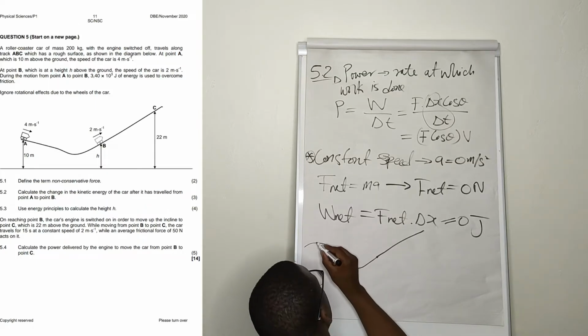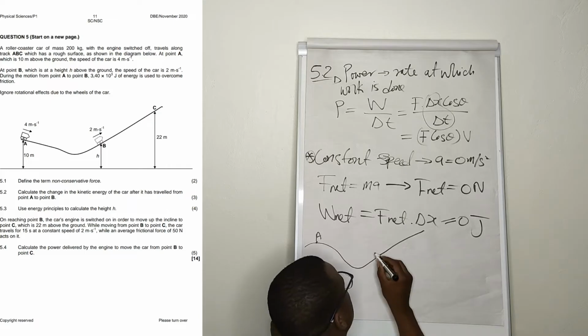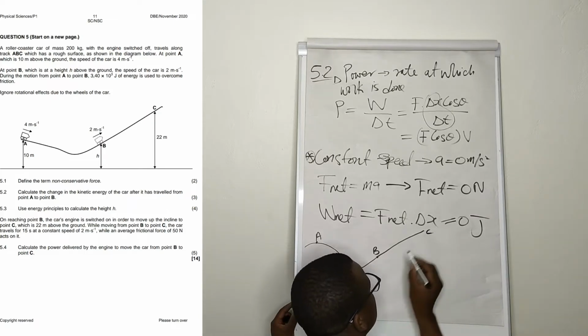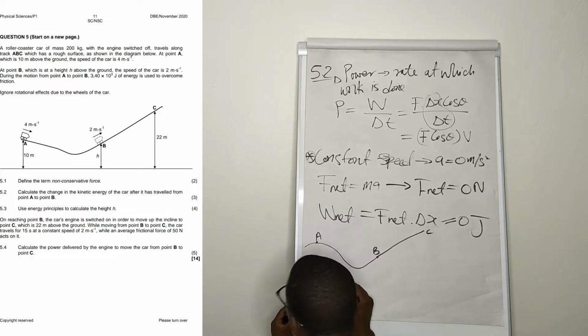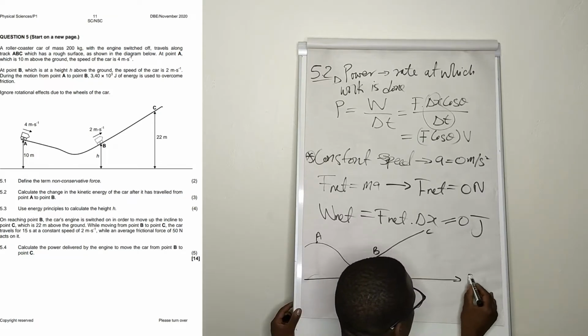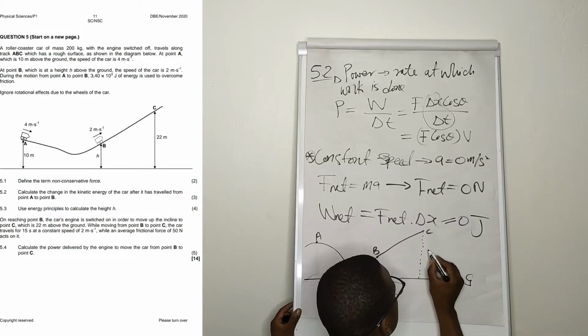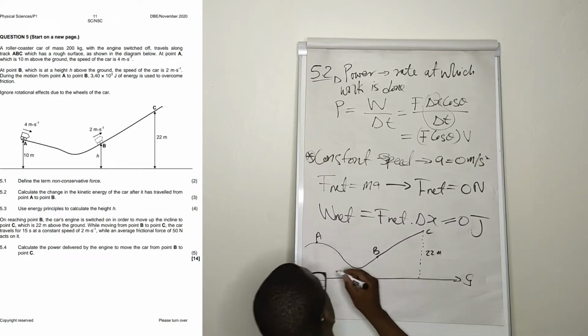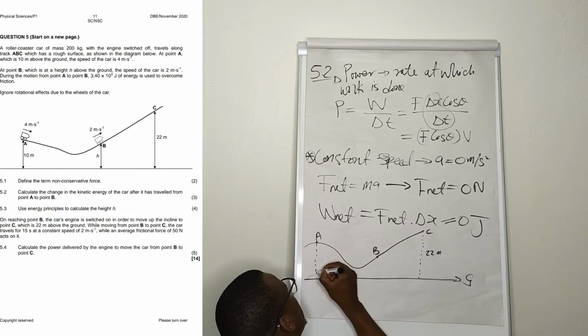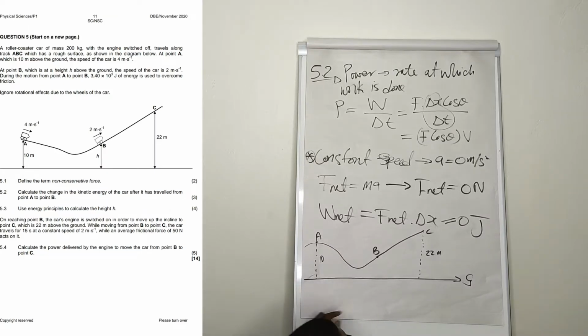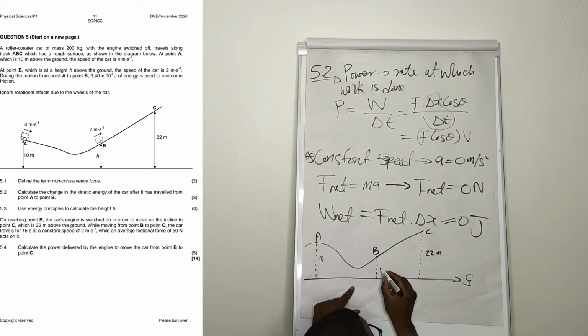So you had your A here, you had your B here, you have your C here. And you were told that if this is your ground here, this distance here is 22 meters. This distance here, you were given, it was 10 meters. And this distance here, we calculated it. We found it was 8.88 meters.